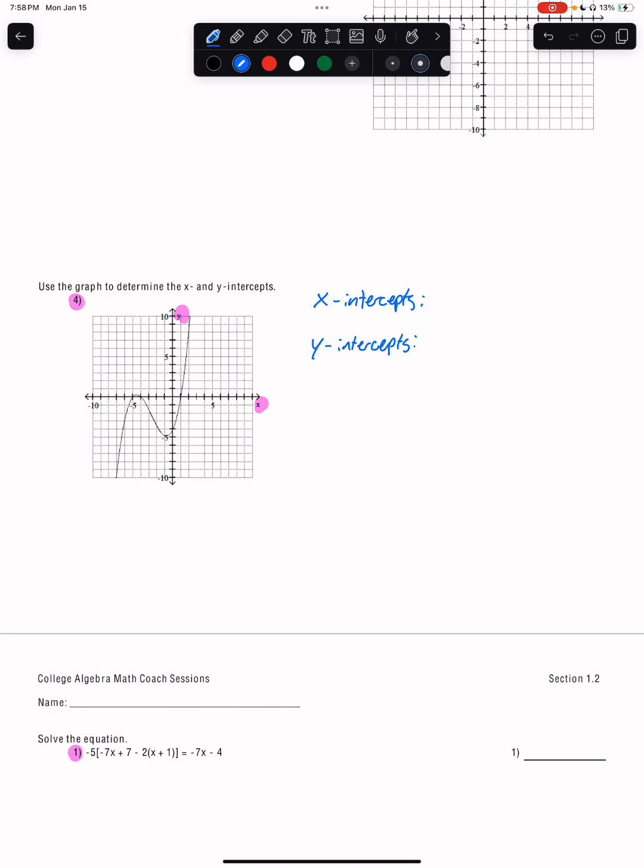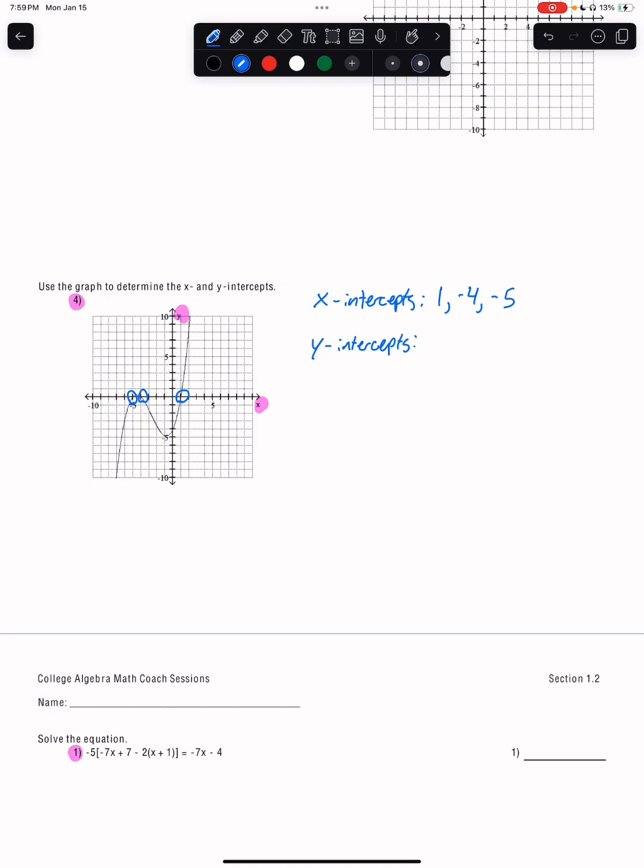So look at this graph, we can see it intersects the x-axis actually at multiple points. Right here, here, and here. And by intercept, we just mean when the graph is touching it. So we see it hits it at 1, hits it at -4, and it hits it at -5. So those would be our x-intercepts.